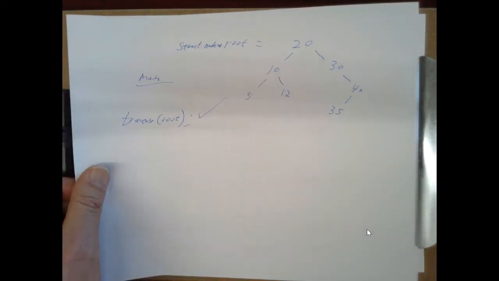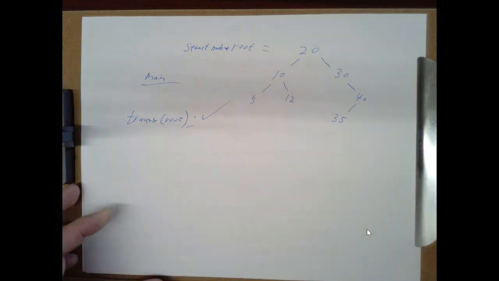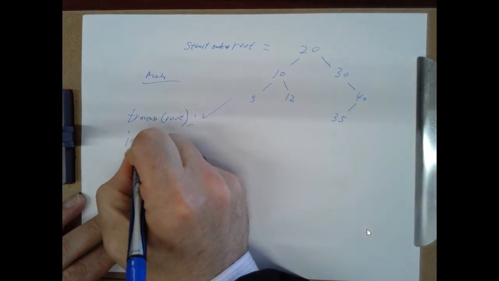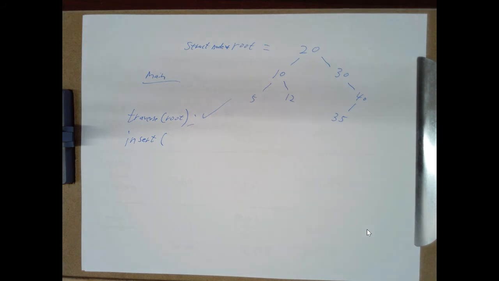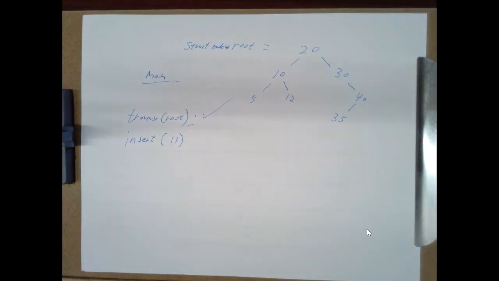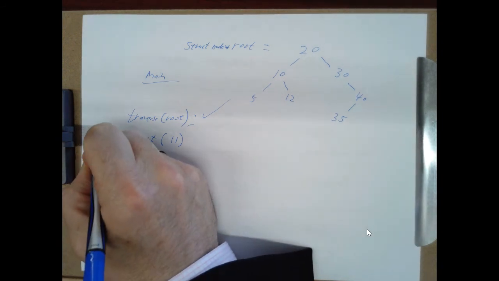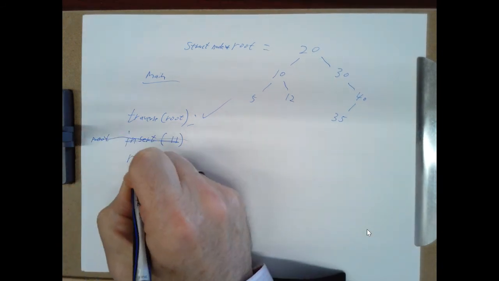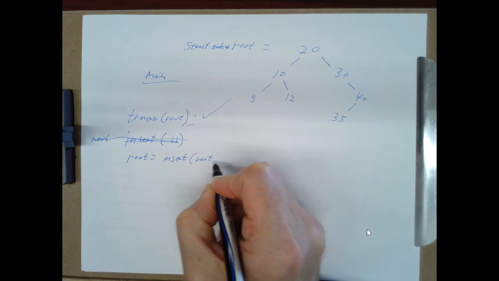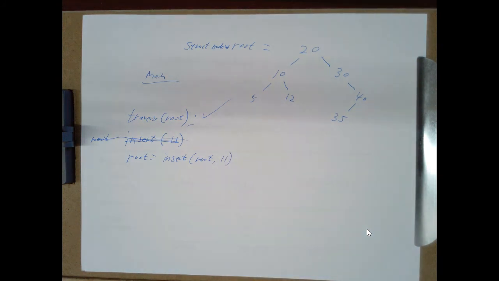All right, so here's our tree. Let's do an insertion. So what do we want to insert into here? Let's insert an 11. And remember, when we insert, we actually say something like root equals insert root, comma, value. And we allow insert to return the root of the new tree that has our data inserted into it.